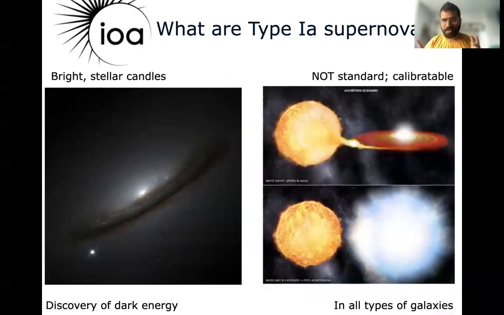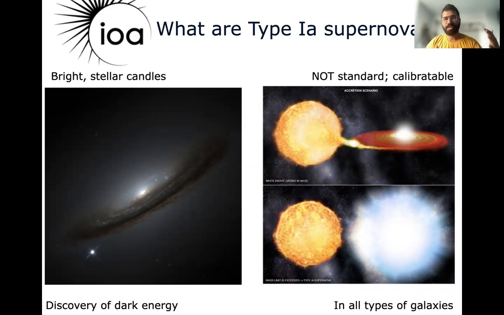Since the center of my talk is going to be type Ia supernovae, here is a brief overview of what these are and why they're exciting for cosmology. Type Ia supernovae are bright stellar candles, or cosmic beacons, that can be seen in both the nearby and the distant universe. They are excellent distance indicators, but they're not as standard as candles come.